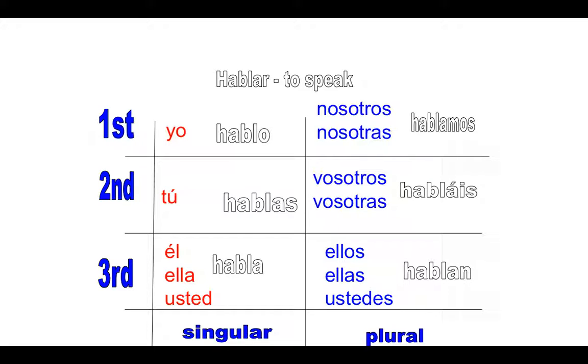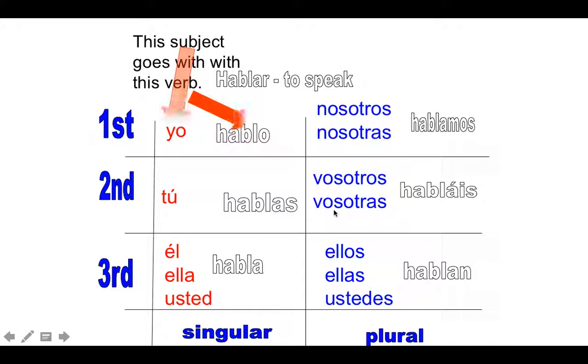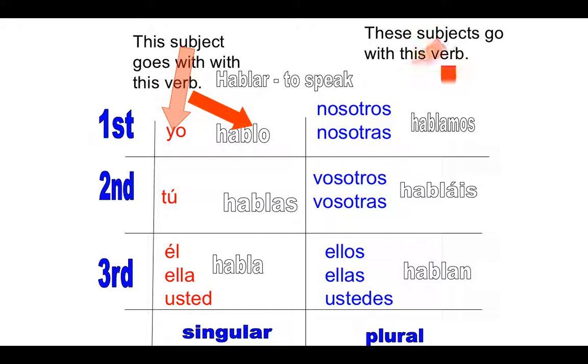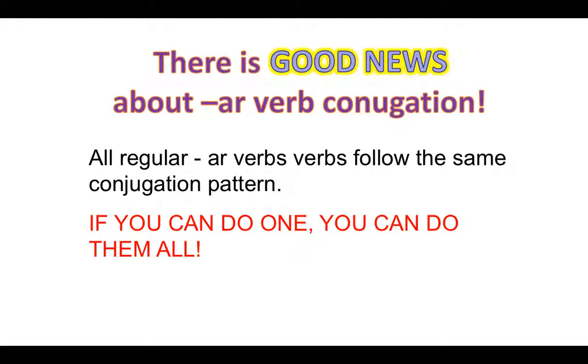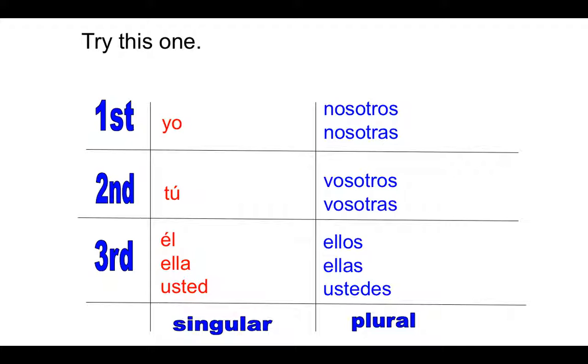So, here we have hablar, to speak, completely conjugated with the endings, and notice the stem is the same every time. This subject goes with this verb, and these subjects go with that verb. If it's in the box together, it agrees. And it's important for you to know what agrees because you pull these out when you put them in sentences. There's good news about AR verb conjugation. All regular AR verbs follow the same conjugation pattern, so if you can do one, you can do them all. Doesn't matter which AR verb it is. If it's a regular verb, because there are some that are irregular, but if it's a regular verb, if you can do one, you can do them all.